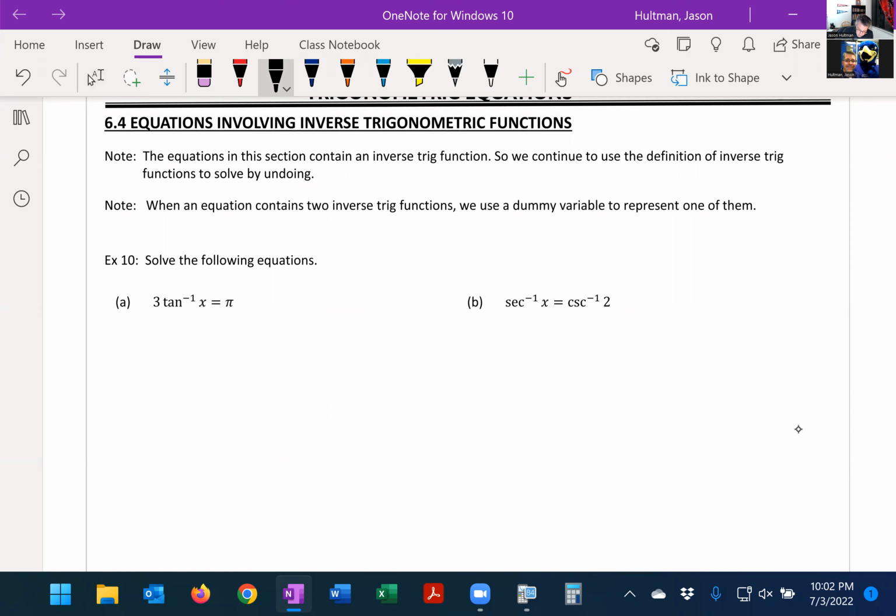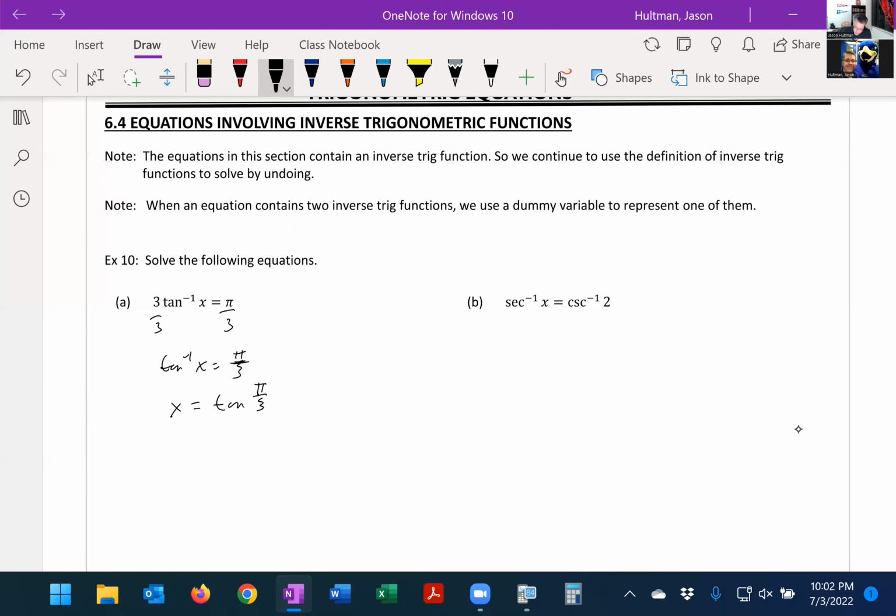Okay, so let's solve. Let's divide by 3, and I get the inverse tangent of x is equal to pi over 3. So we want the tangent whose angle is pi over 3. So x is equal to that angle. x is equal to the tangent of pi over 3. Well, what's the tangent of pi over 3?